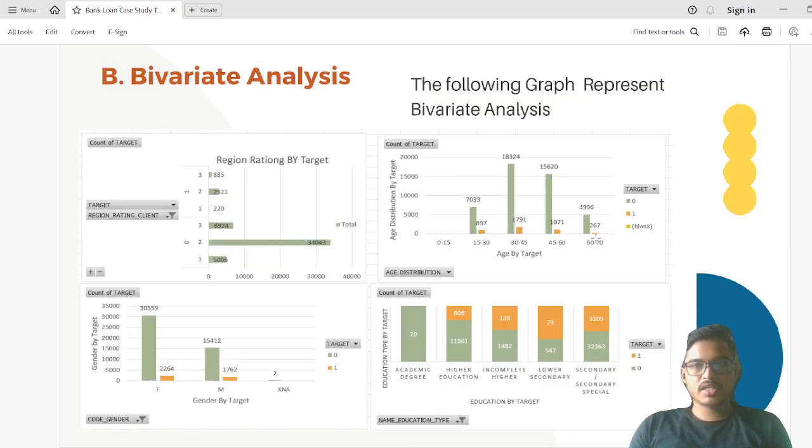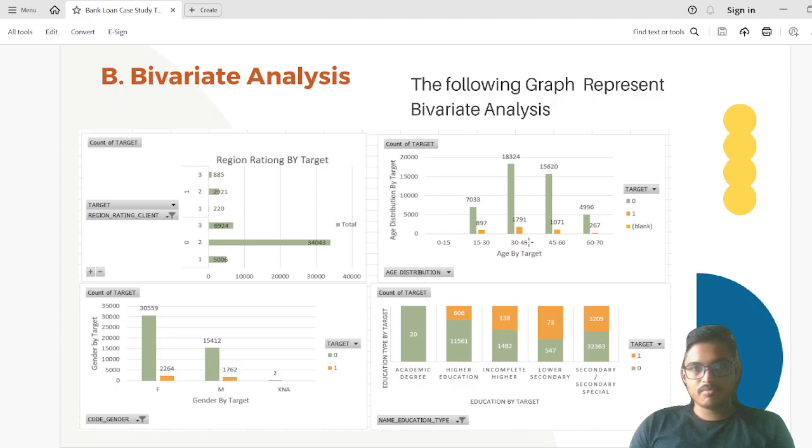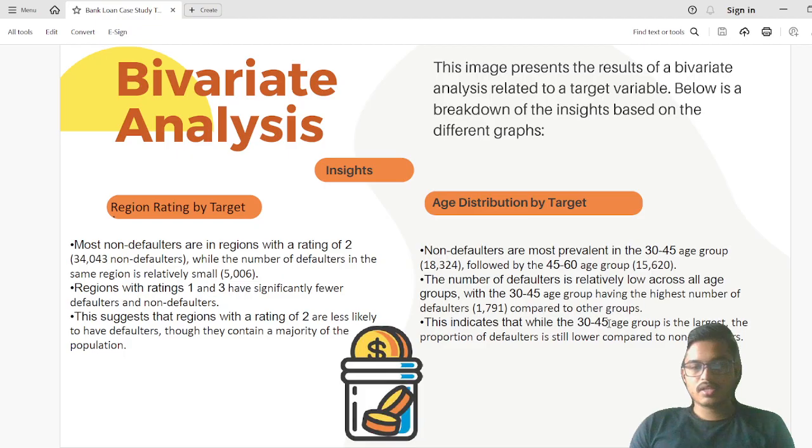The second graph is age distribution by target. That means this one. The non-defaulters are most prevalent in the 30 to 35 years group, that is 18,024, followed by the 40 to 60 age group, that is 15,620. The number of defaulters is relatively low across all age groups, with the 30 to 45 age group having the highest number of defaulters, 1,791, compared to the other groups. So if we compare the ratios, the ratio of 30 to 45 defaulters is highest. This indicates that while this group has the largest proportion of defaulters, it is still lower compared to the non-defaulters.